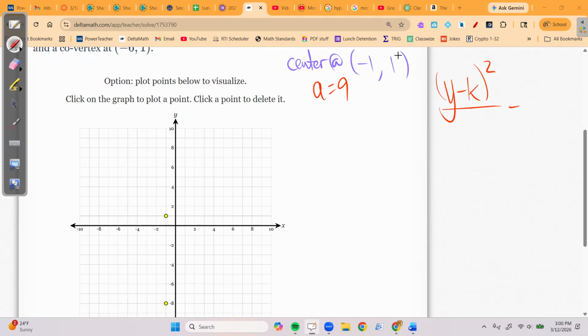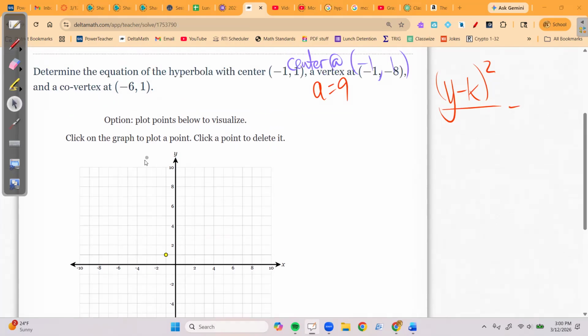B. I need B. So I'm going to look up now and see if I got lucky and they gave me a co-vertex, because if they did, then they essentially just gave me B. And they did. In another circumstance, they might have given me a focus, and in that case they're being a little bit harder and saying, I'm going to give you C, you've got to go find B all by yourself, right? So the co-vertex is going to give me B, and the co-vertex is right over here. So what is my B value? It is 5. It is, again, as it has been, quite literally the distance from the center to the co-vertex, right? So we can now say that B is 5.